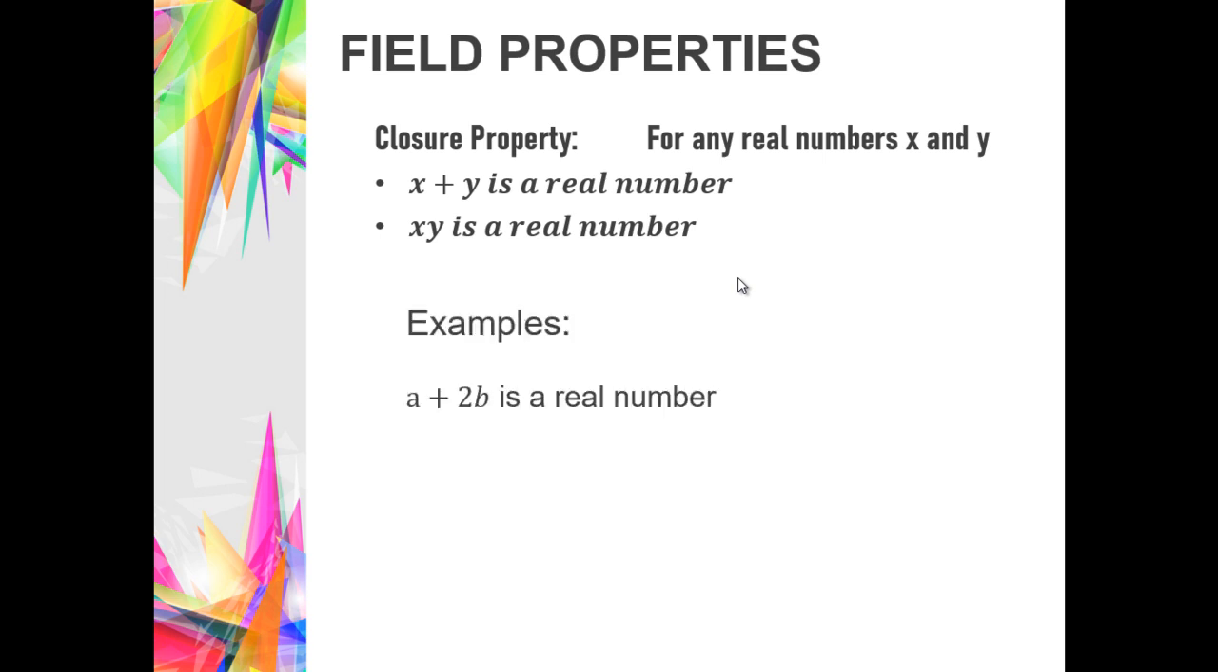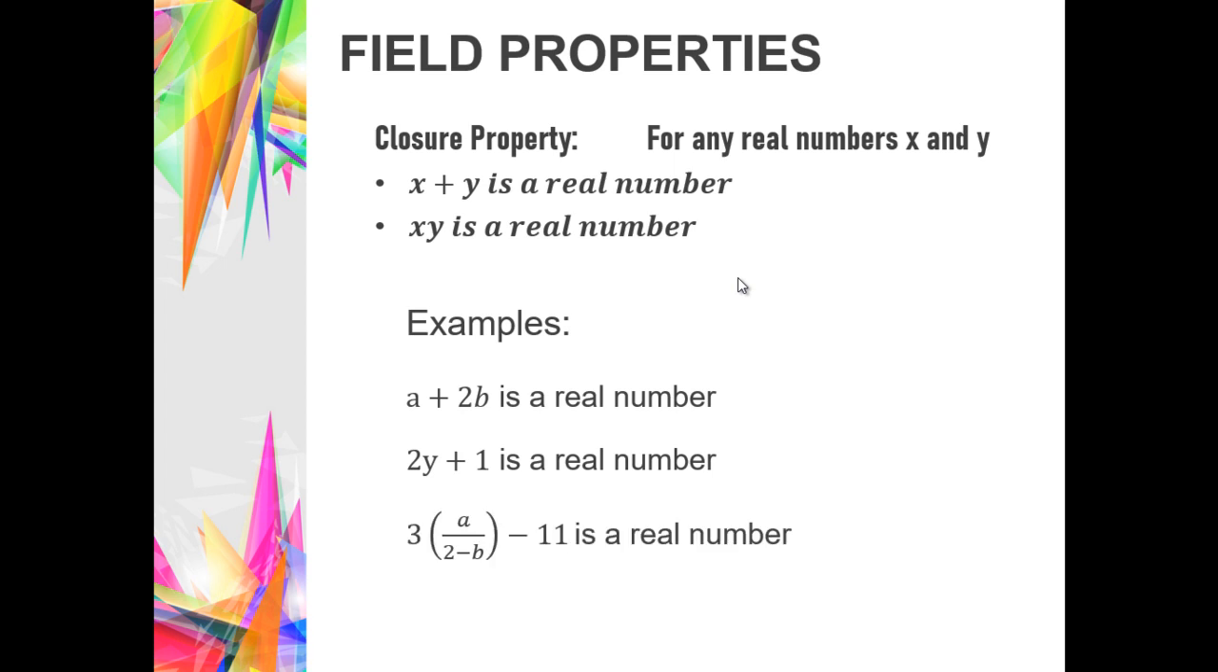An example is a plus 2b is a real number. When I add a and 2b, I don't know yet what the numbers are because they are represented by letters, but we are sure that the answer is a real number. So, y plus 1 is a real number. 3 times a over 2 minus b minus 11 is also a real number.